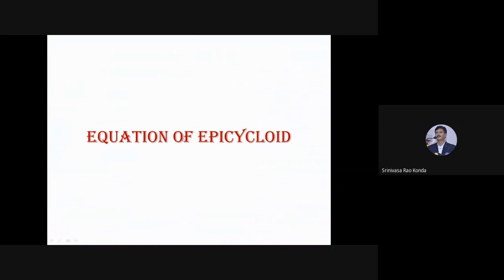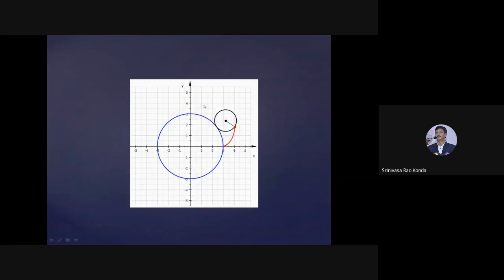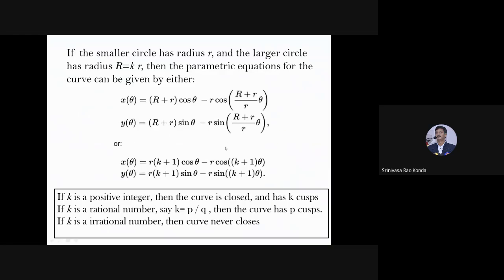Now I want to draw this curve, epicycloids, for different ratio values. The smaller circle has a radius r and the larger circle has a radius kr, where k is the ratio. Then the parametric equations of the epicycloid are given like this. This is the simplest form of epicycloid.